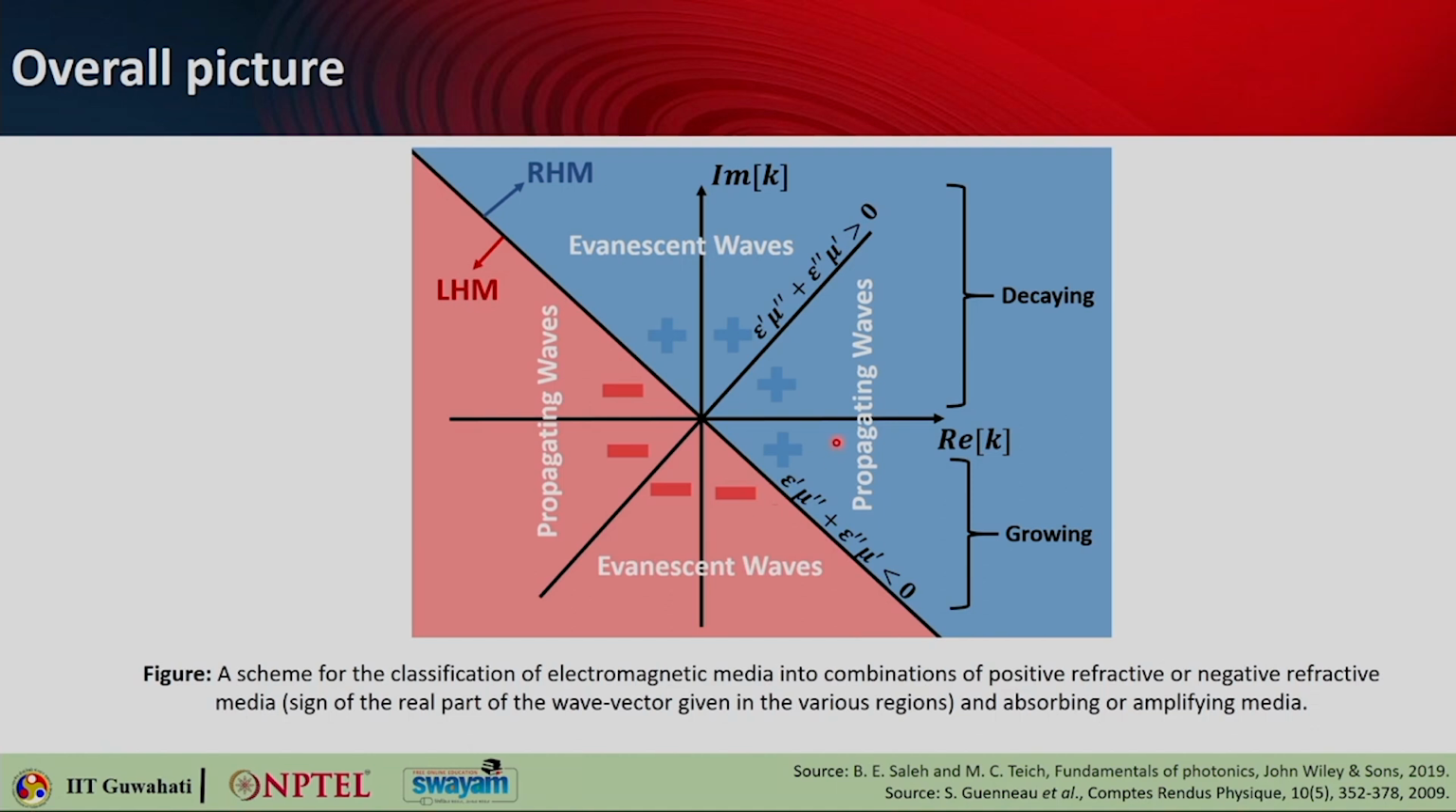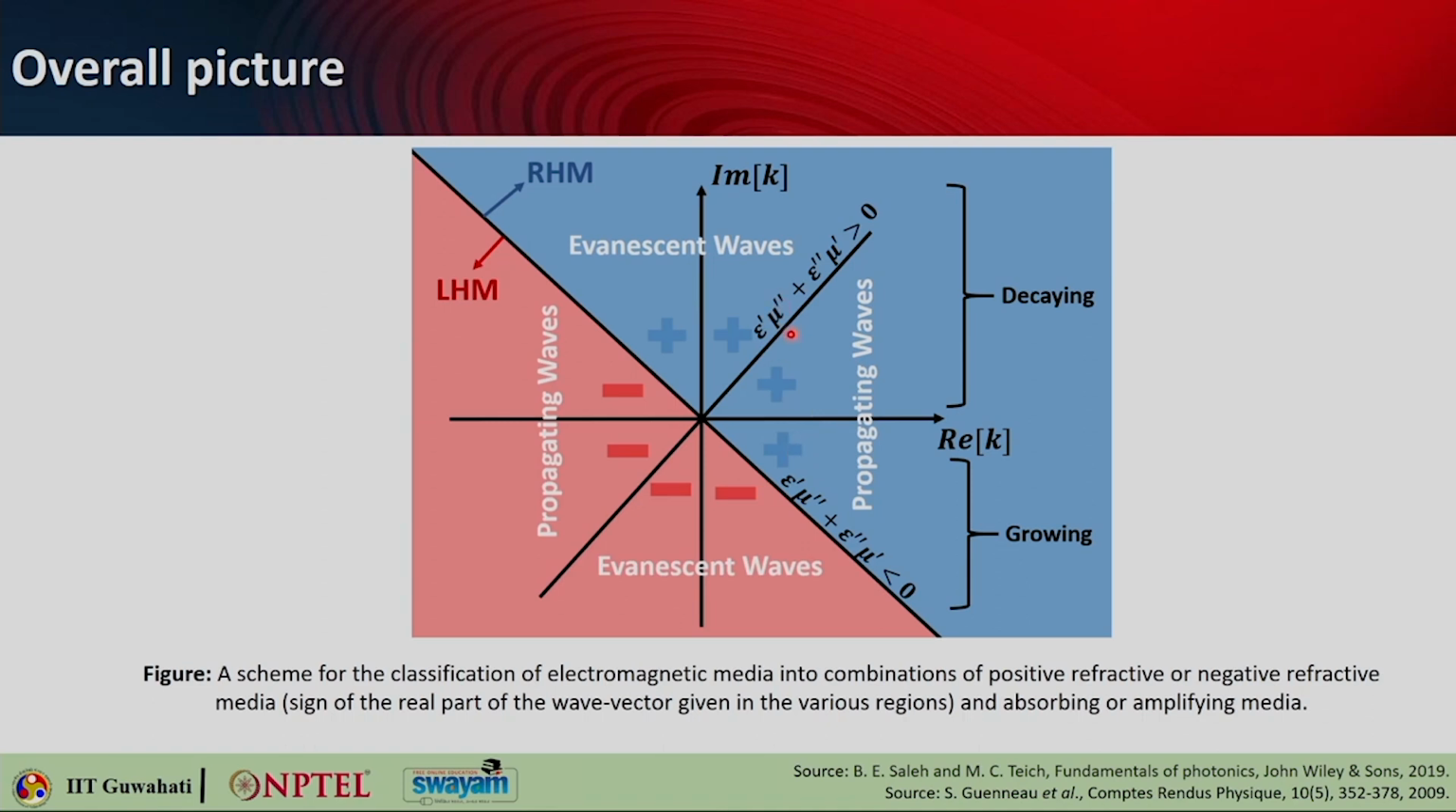And another important factor that you can see from this graph is that this is the region where you can have propagating waves, these two cases. So you can actually find out how you land up here by the choice of materials. And in these two cases you have propagating waves.